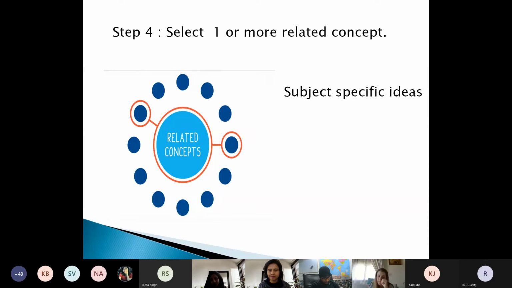So you have this option of selecting one or two related concepts from your subject, or you can have that related concept coming from other subjects as well. Or the third option is you can develop your own related concept, but it has to be subject specific. Sometimes the key concept can also be used as a related concept to provide that specific disciplinary depth. So I hope I've answered your question.